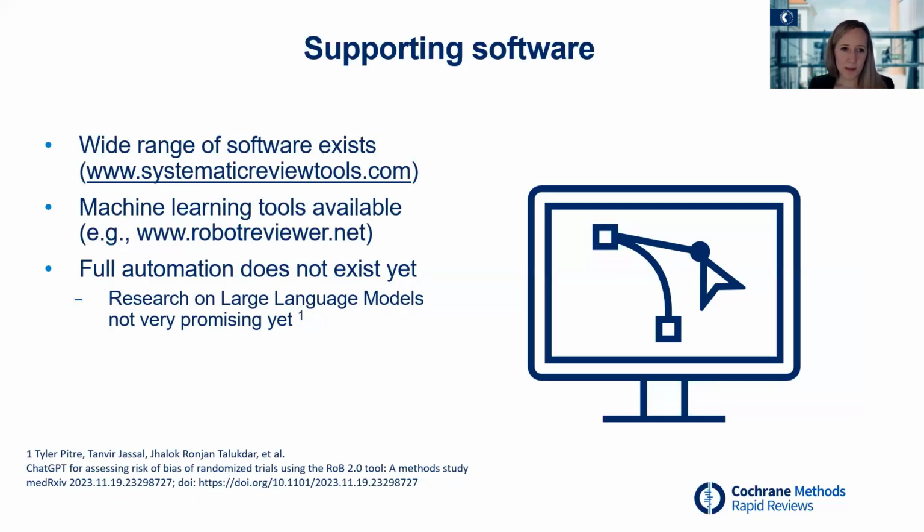And also for this step, we recommend that you use supportive software. There are also machine learning tools available, like the RobotReviewer. I'm not sure if you have come across it yet. It's working quite well for randomized controlled trials. The only problem is that it still uses the old risk of bias assessment tool of Cochrane and not the 2.0. And full automation for risk of bias assessment does not exist yet.